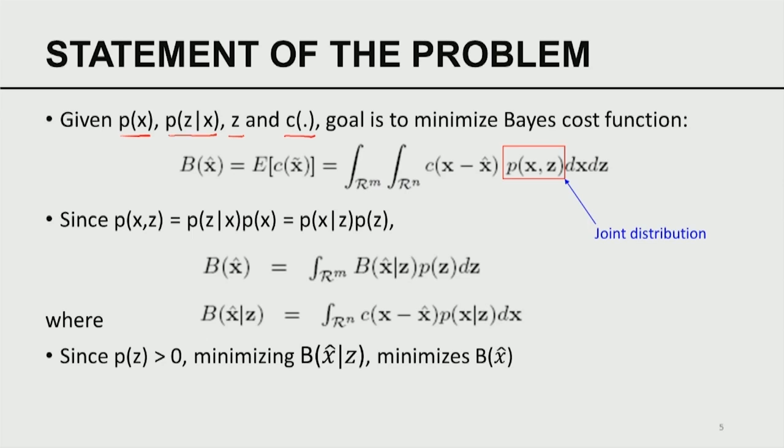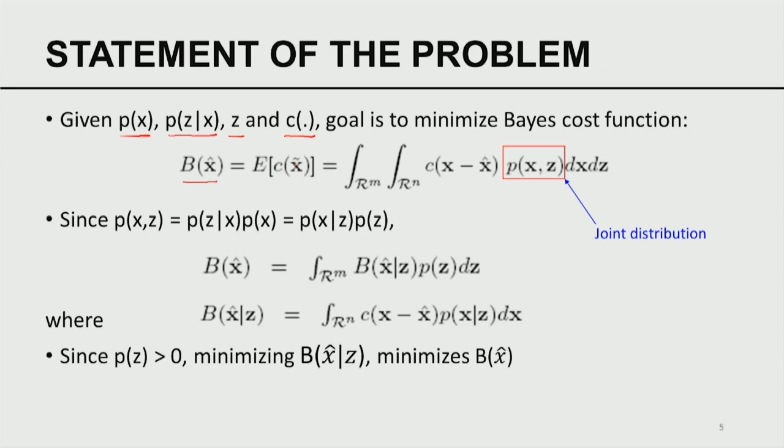I am going to now concoct what is called a Bayes cost function B of x hat. Please remember x hat is the estimate. So this is the cost associated with the estimate x hat, B for Bayesian. This is going to be equal to the expected value of C of x tilde.